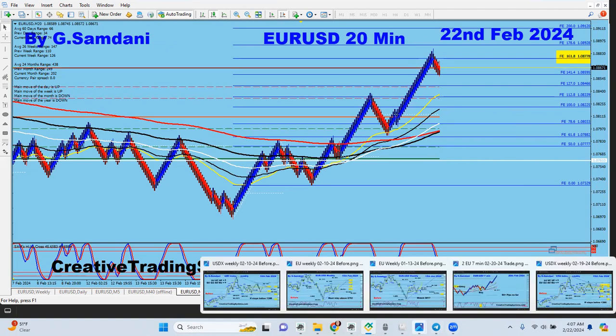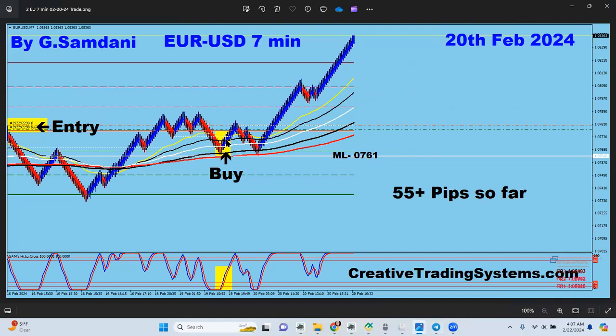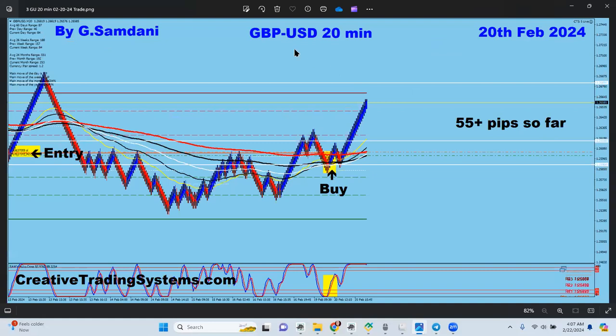Here are the trades that I took. This is the 7-minute entry that I was talking about. This was a beautiful entry. Buy order right there. SL moved to break even plus, and I close here based on the daily range for 55. That was on the 20th. And this also, because the USD was getting weaker, so Euro USD and Pound USD both go in the same direction, right? So this was a 20-minute chart.